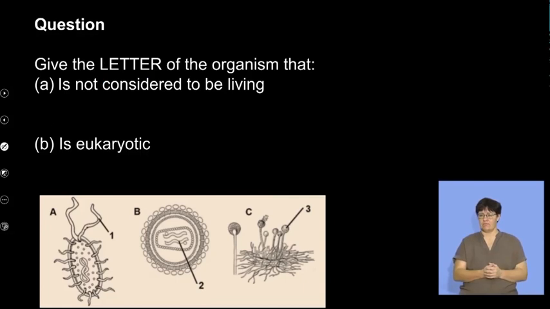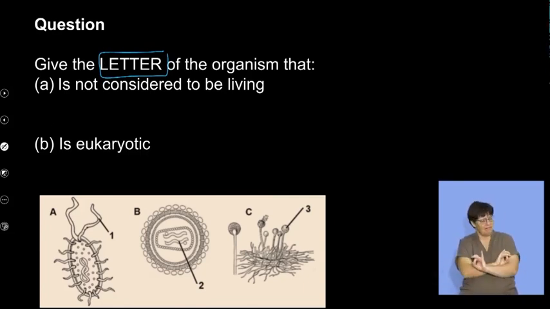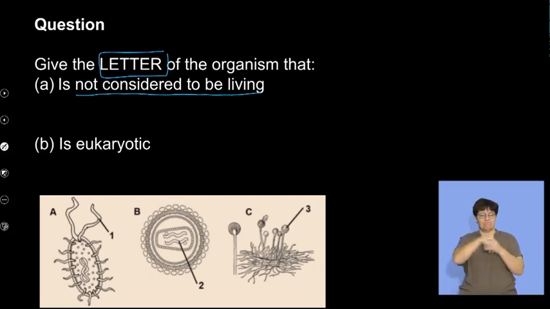Now the next one: give the letter. Not the word, not the name, give the letter. Please read your questions properly. It's even in capital letters, which is not considered to be living. So out of the 3, which one did we say was acellular? They only asked you for the letter. That would be a nice big A.